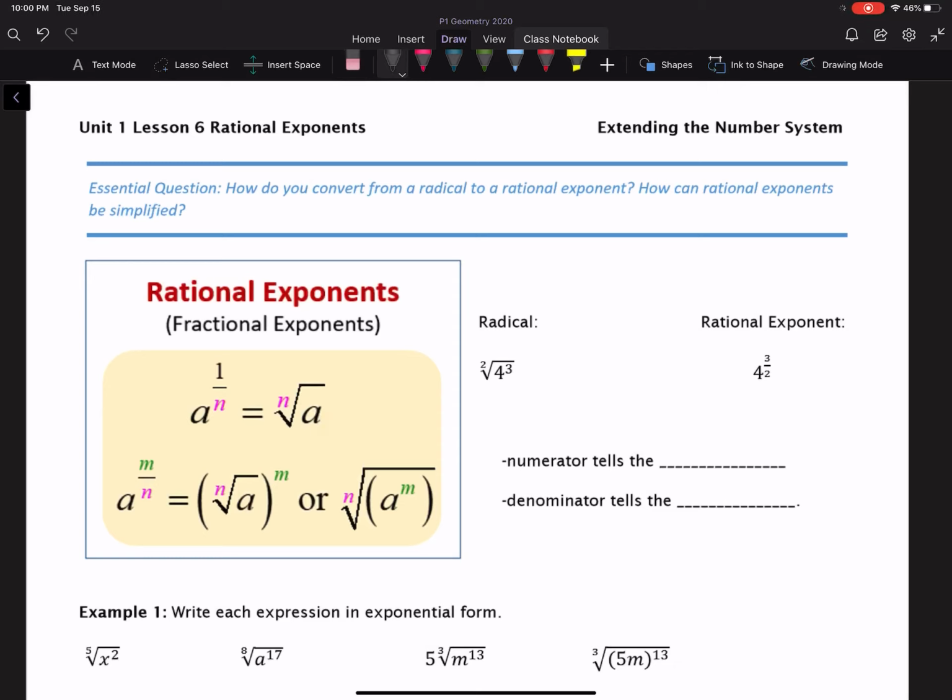So lesson 1.6 asks, how do you convert from radical to rational exponent, and how can rational exponents be simplified? So rational exponents, we can also call them fractional exponents, right? Because my exponent or my power is written as a fraction.